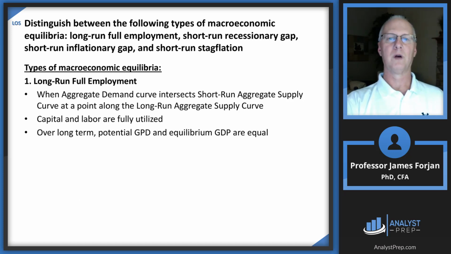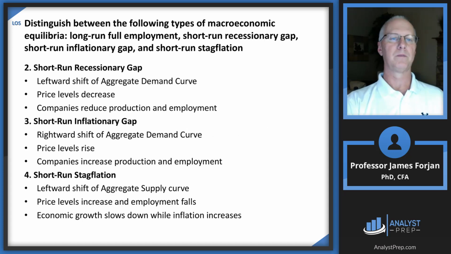How about some equilibrium conditions in the macro environment? Long-run full employment. What does that mean? This is where the aggregate demand curve intersects the short-run aggregate supply curve right along the long-run aggregate supply curve. This is the case under which capital and labor are fully utilized. What this means is there's equilibrium, an equality of potential GDP and the equilibrium GDP.